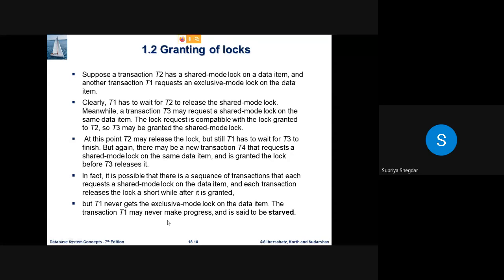This means the transaction T1 may never make progress, so it is called starved. We can say that transaction T1 is starved. Transaction T1 has to wait n number of times and never gets the exclusive mode lock on the data item. This situation is called starvation. So this is the concept of the granting of locks.